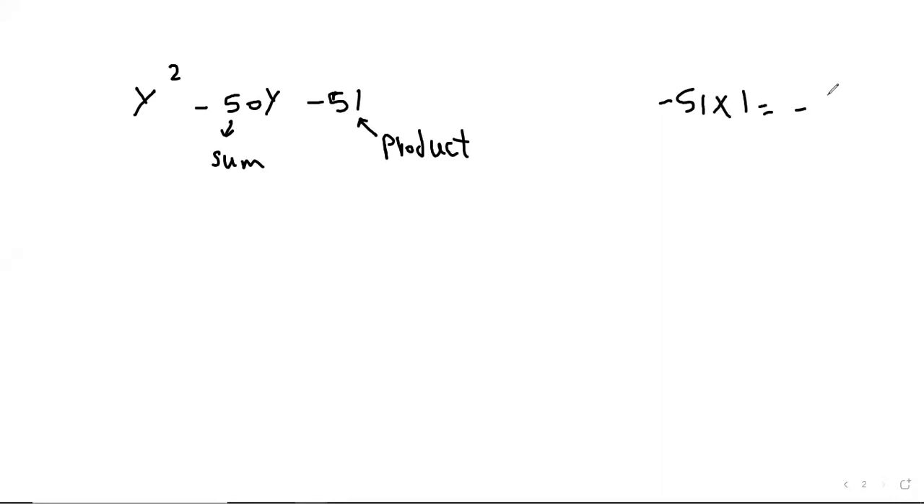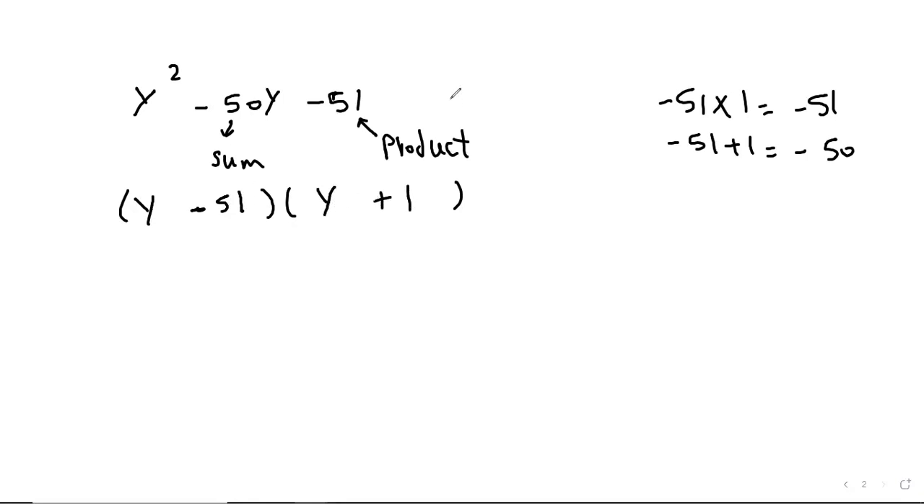Here in this example, we have y to the power of 2 minus 50y minus 51, and I want to factorize it. So we are searching for two numbers. Their product is negative 51, and the sum is negative 50. So the two numbers are going to be negative 51 and 1. Because negative 51 times 1 is negative 51, and negative 51 plus 1 is going to be negative 50. So here we are going to factorize it as y minus 51 and y plus 1. That's it.